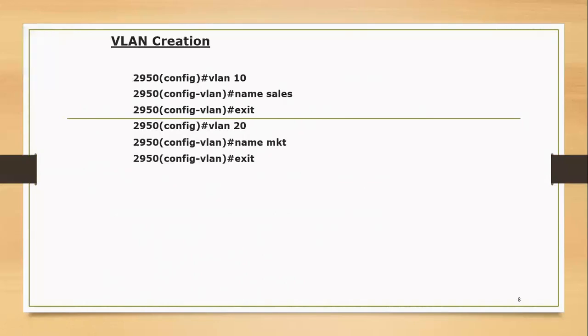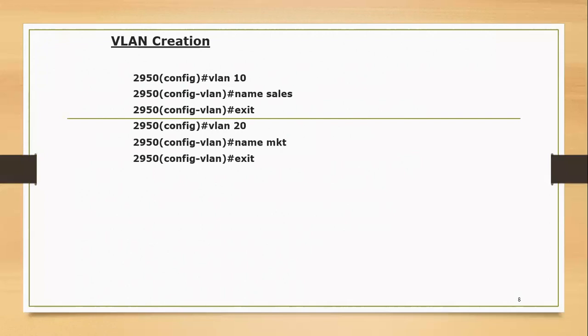Next, let's see the VLAN creation. VLAN creation or configuration is done by simple steps like these, like VLAN number. This is the command, VLAN ID. This is how the VLAN is created. Then next, you can give a name with whatever name you want.